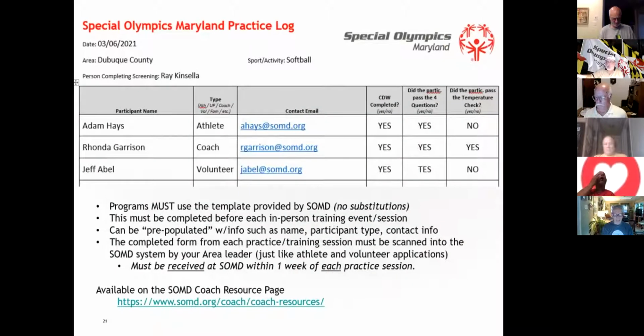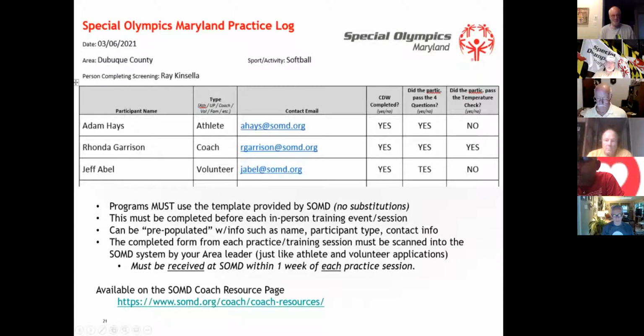So I mentioned the practice log that's there. This has changed since when we first did this. When the CDW came in, we changed it. It's almost the same, but you have your date. You're going to do one of these at every practice session, and you fill in the date, your area, and so on down the line. You can pre-populate these with the name, the person type, the contact, email, and whether they've completed the CDW, because that's not going to change in theory at least. And then on site, fill in these 2 columns here.